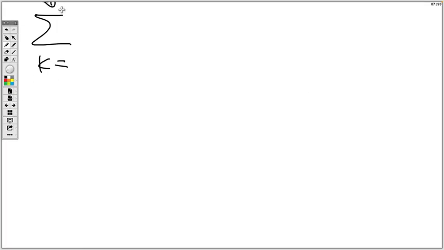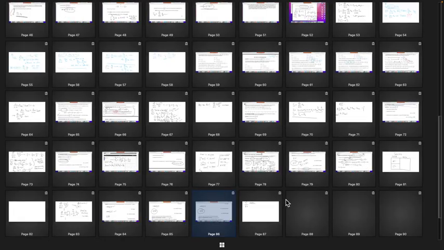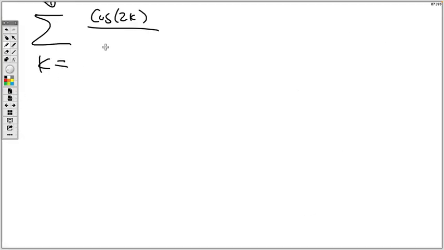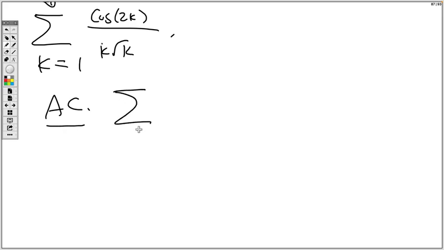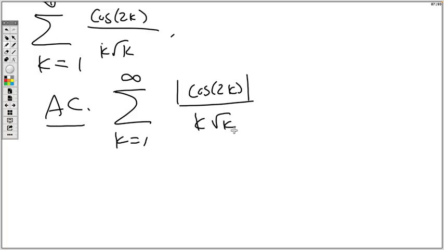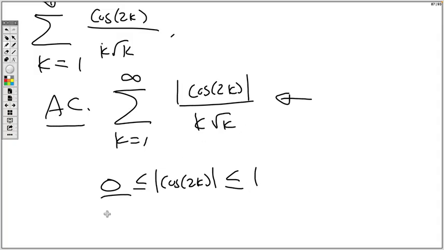So we're going 1 to infinity. Cosine of 2k. Whoops. K root k. So we'll try the absolute convergence test. We'll look at the sum, k goes from 1 to infinity, absolute value cosine of 2k over k root k. K's are all positive. We only need the absolute value on that. And this is the classic direct comparison test.